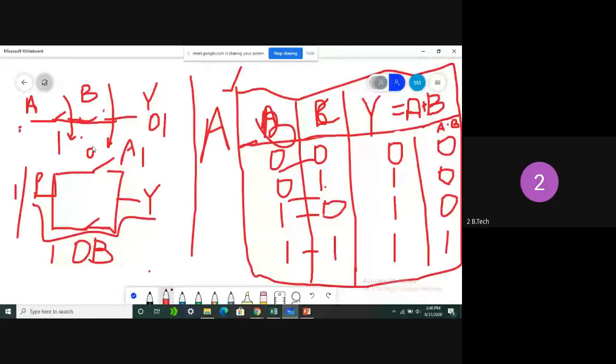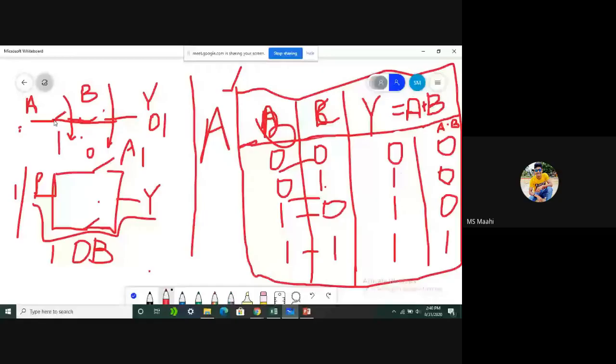Sir, how is that an AND gate? This is for AND. The first one is AND. If both are closed only, we are able to pass the signal. That is an AND gate. And this second one is for OR gate. If either one is closed, then we can get output.